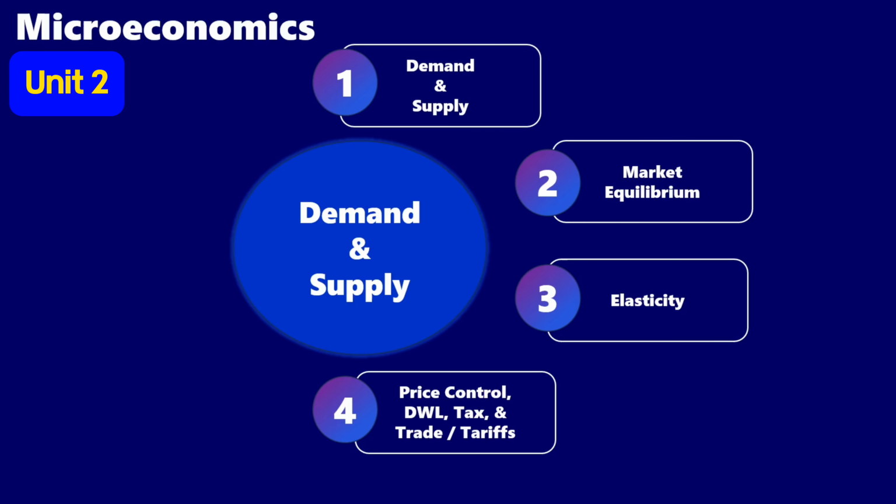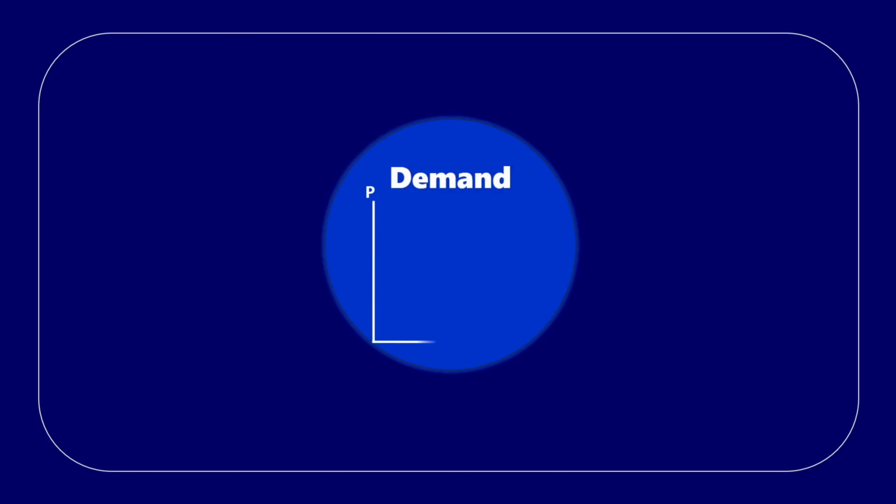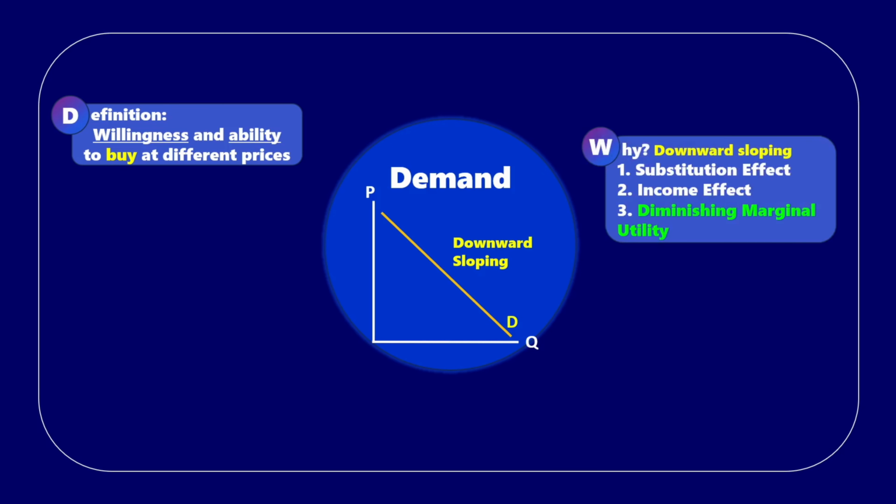Alright, let's start with supply and demand. We have a lot to cover for this unit, so I suggest taking notes just to keep things a bit more organized. Okay, in economics, demand isn't just wanting something. Demand means the willingness and ability to buy at different prices. On this graph here, price is on the vertical axis while quantity is on the horizontal axis, and the demand curve slopes downward. Why, you may ask? Well, there are three main reasons.